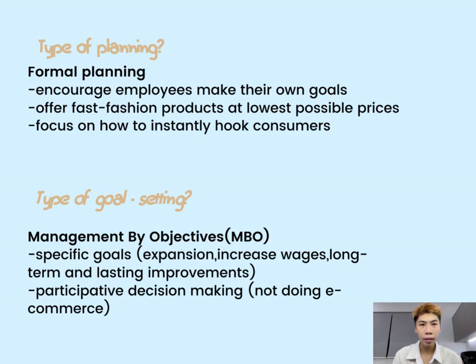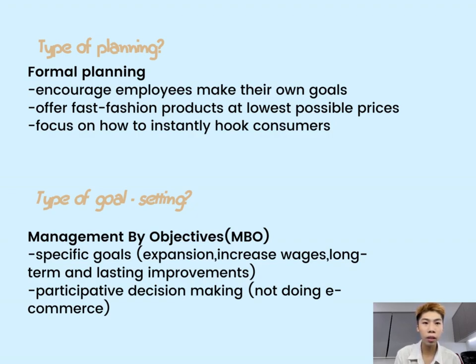And secondly, I'll talk about the type of goal setting they are using. Very obviously, they are using management by objectives, which we call MBO. They set specific goals like expansion. They want to open more branches, and for their employees, they also try to increase their wages. And of course, for the company, they do a lot of long-term and lasting improvement. They have this kind of goal setting. I think it is a very good phenomenon.